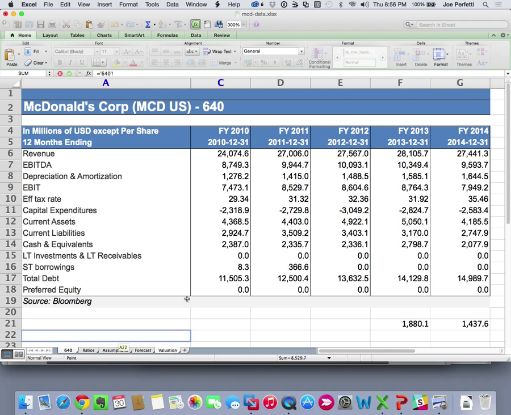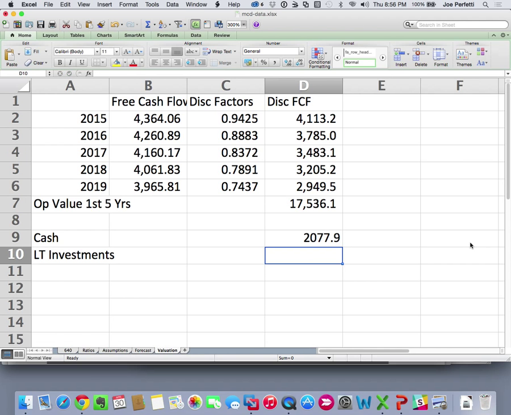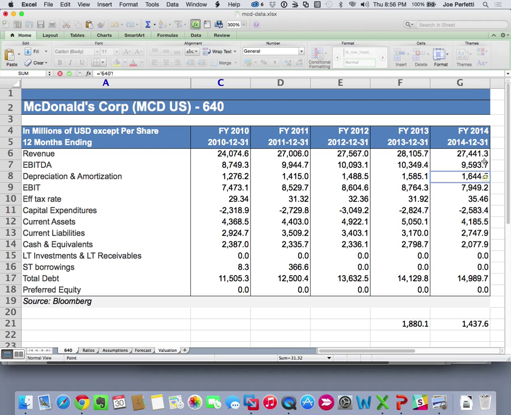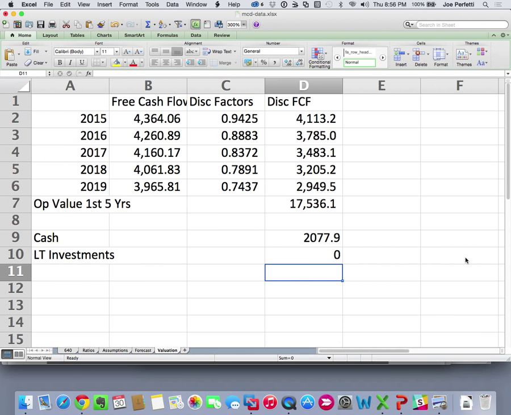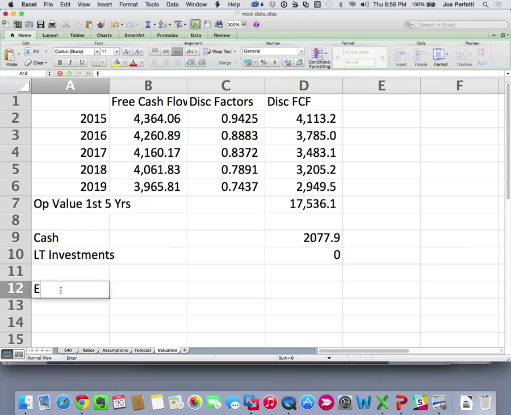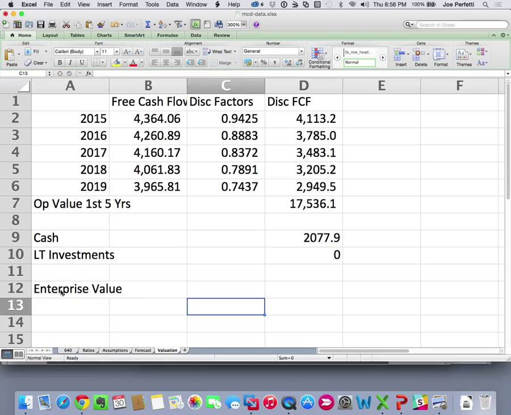Equals 2014, it's already a present value, so let me look at all the cash on their balance sheet. 2 billion. Let me look at their long-term investments. Now for them it's 0, but for somebody else it may not be 0. And then that would get me something called enterprise value, which is the operating value plus that.